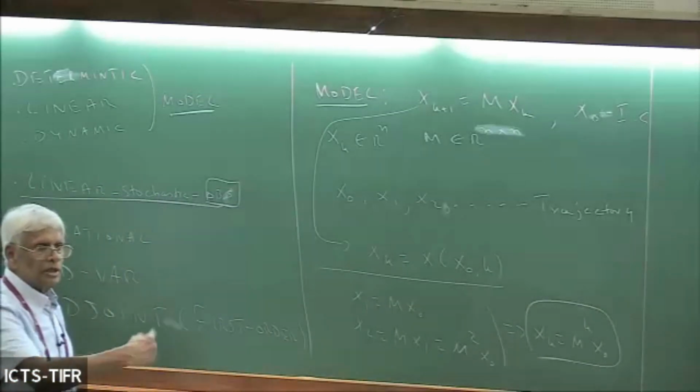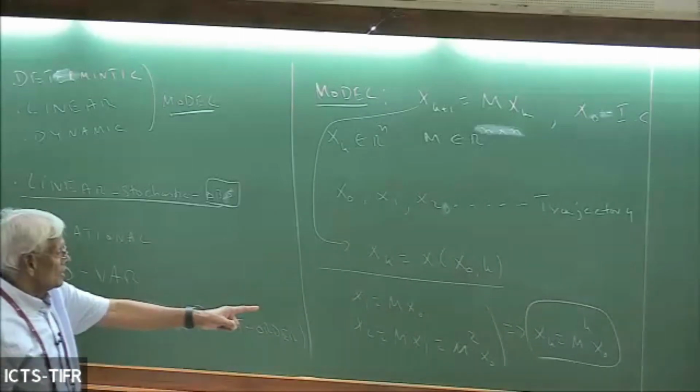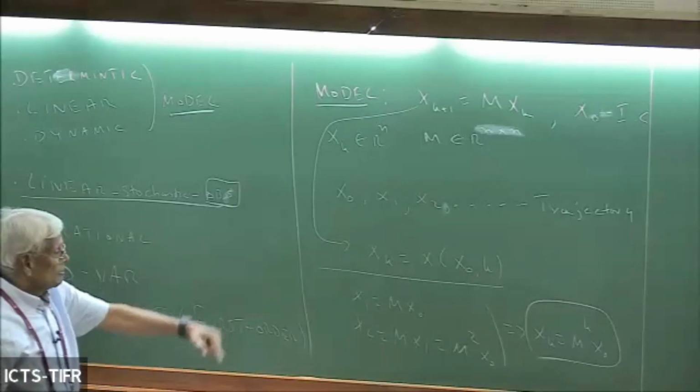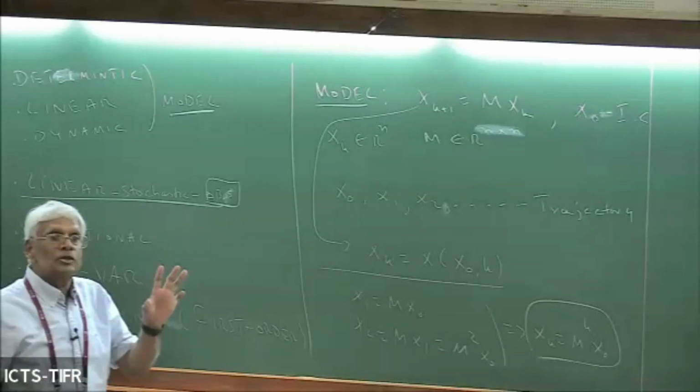Are you with me? You just keep iterating it. I can compute the solution xk for any k by m to the power of k x naught. What is m to the power of k? M to the power of k is the kth power of a matrix.